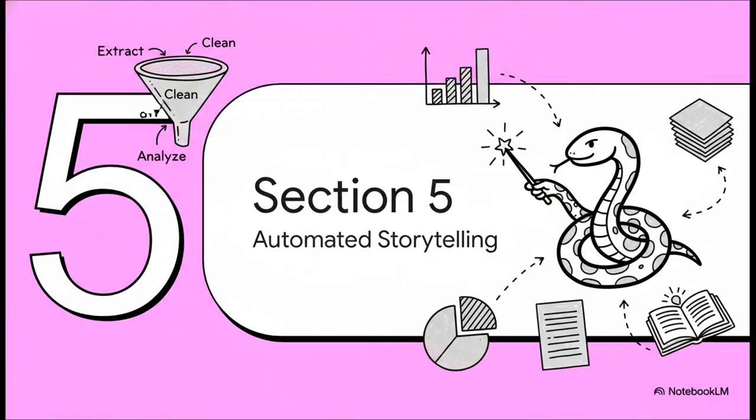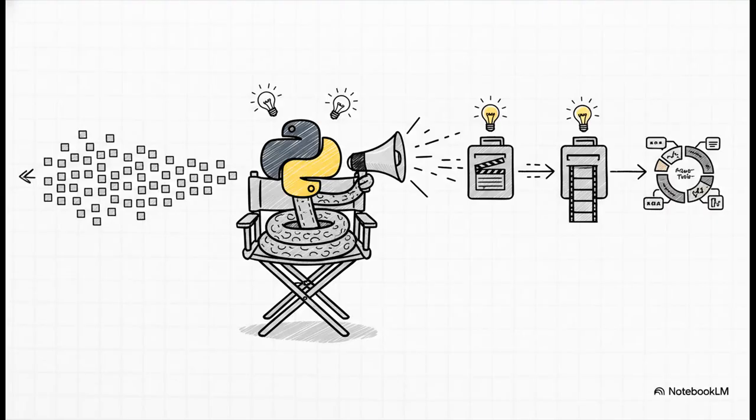And now for the grand finale, Section 5, Automated Storytelling. We've extracted the data, we've cleaned it, we've analyzed it. Now let's see how Python can create the final presentation completely automatically. This is where things get really, really cool. Yeah, we're moving way beyond just spitting out a static chart. At this stage, Python becomes the director of the show.